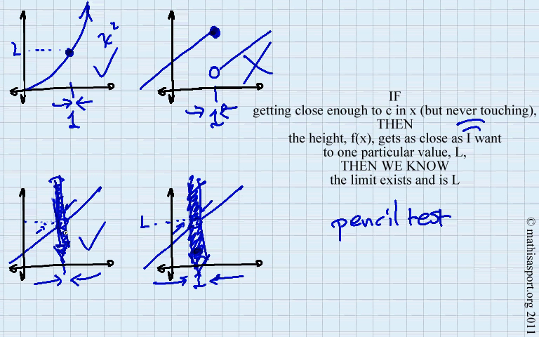I can't tell the difference between these two graphs. And I'm doing that just to emphasize this point. The value of a function right at a particular x value doesn't necessarily have anything to do with the limit as you approach that point.